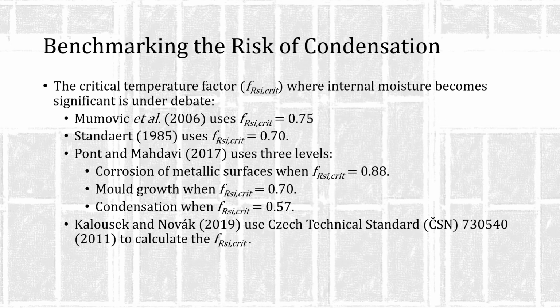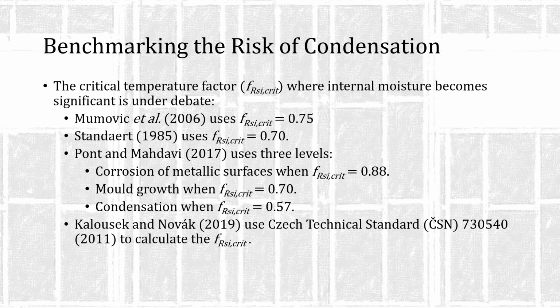Mamovic and Standard use a constant value of 0.75 and 0.70 respectively to identify the risk. Pont and Madavi use 0.7 but also have two additional values. Their critical values suggest that surface condensation is not the biggest risk and that corrosion of metallic surfaces and mold growth would occur before condensation.